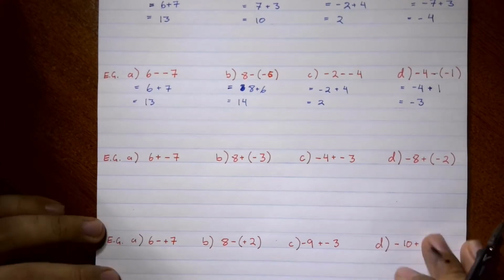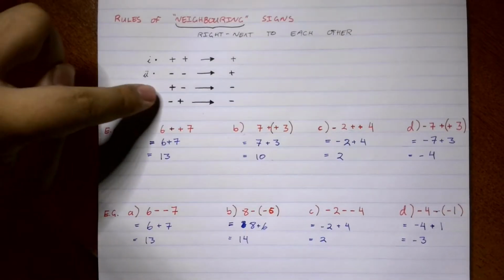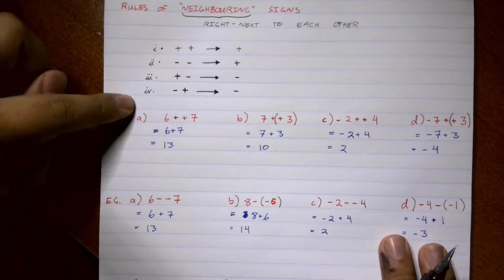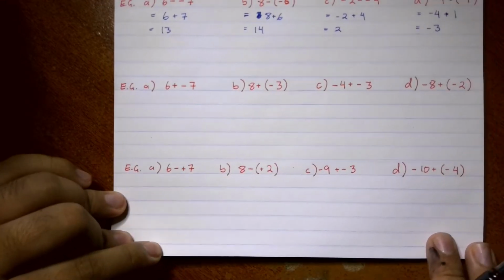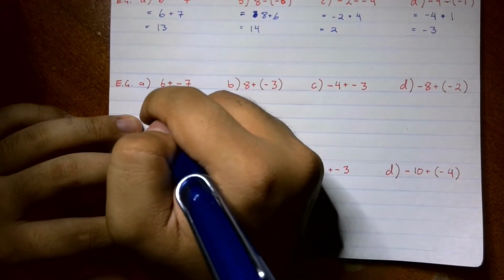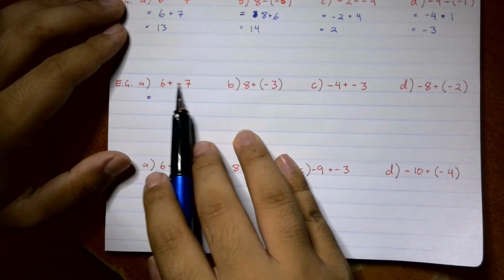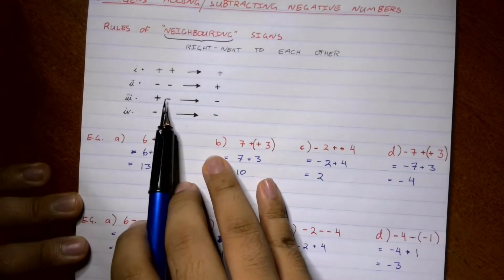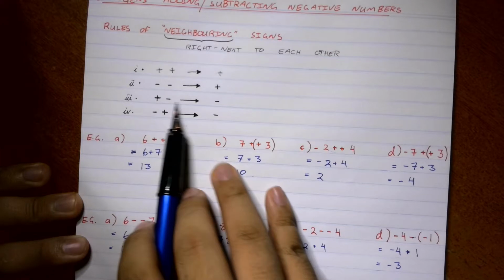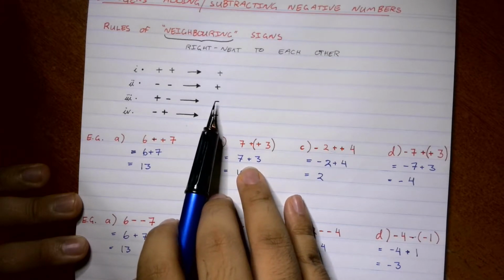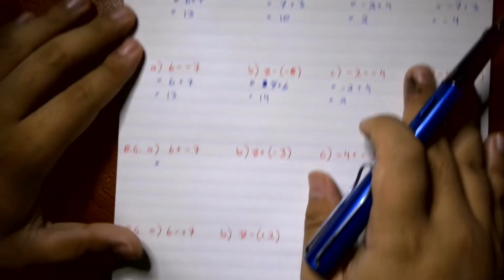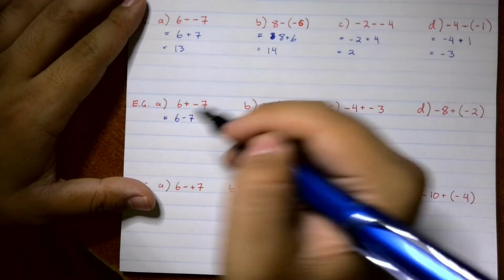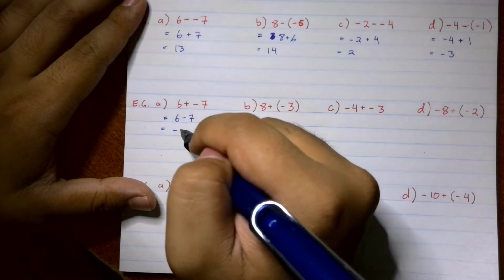So the third set of questions corresponds with the third rule of neighboring signs. Really, the third and fourth are very similar to each other, so I'm going to go through these a lot more quickly. Okay, so since these two are neighboring, and the rule is that a plus and a minus sign neighboring each other actually becomes a minus sign. So these two are neighboring, so it's going to become 6 minus 7. So that will give us -1.